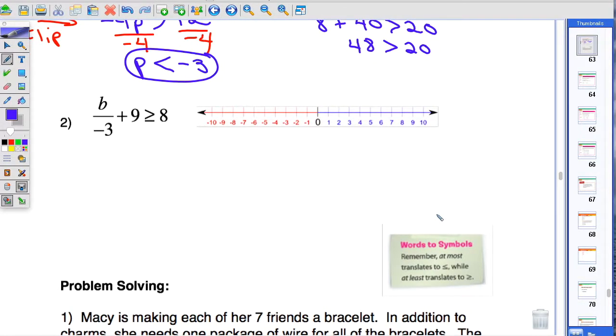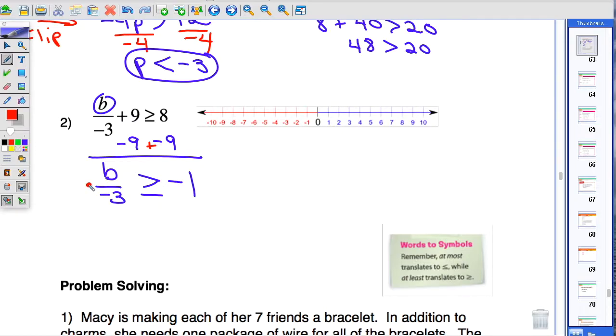Number 2 is b divided by negative 3 plus 9 greater than or equal to 8. We want to find out what the b is, so we need to get rid of everything attached to the b. We're going to subtract 9 from both sides. So we're left with b over negative 3. The 9's cancel out to 0, so we can eliminate that. Bring down your inequality symbol, and 8 minus 9, or 8 plus a negative 9, gives us negative 1.